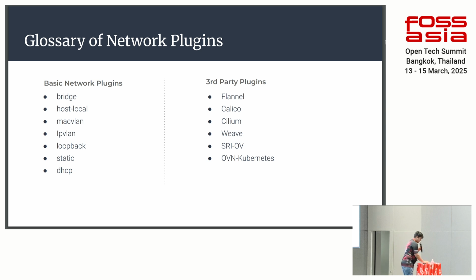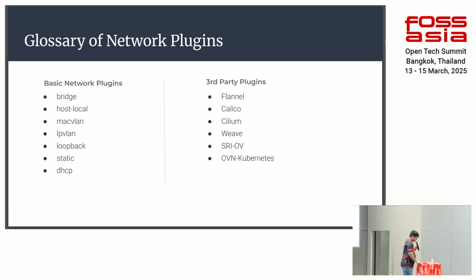Now there are some examples of third-party plugins. Flannel is a lightweight option. If your cluster is small scale, Flannel should be a good option. Calico provides networking and security solutions. And then there is another third-party network plugin called Canal, which combines the capabilities of Flannel as well as Calico.